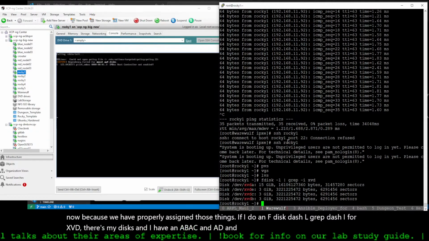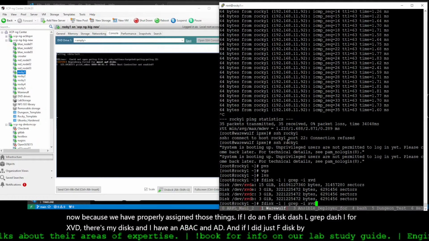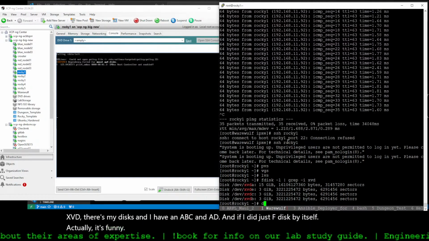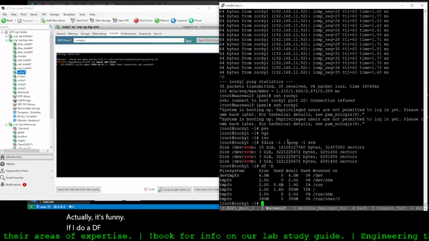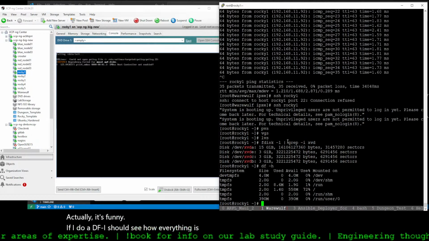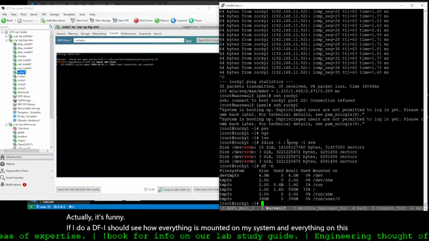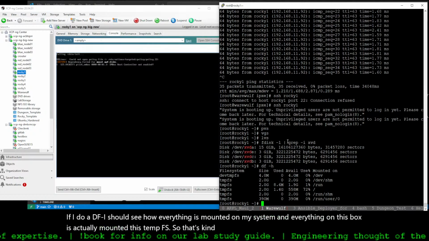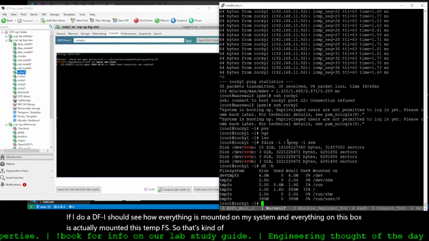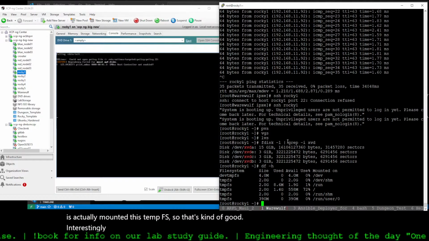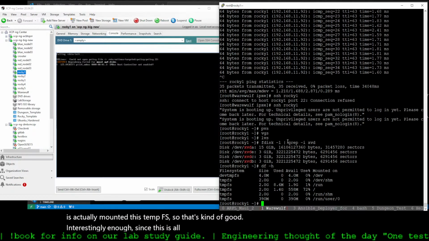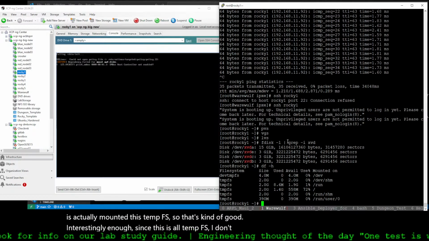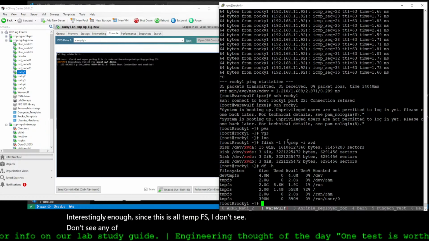If I did just fdisk by itself, actually it's funny, if I do a df -h, I should see how everything's mounted on my system. And everything on this box is actually mounted as tmpfs. So that's kind of good. Interestingly enough, since this is all tmpfs, I don't see any of my disks being used, so that's fine.